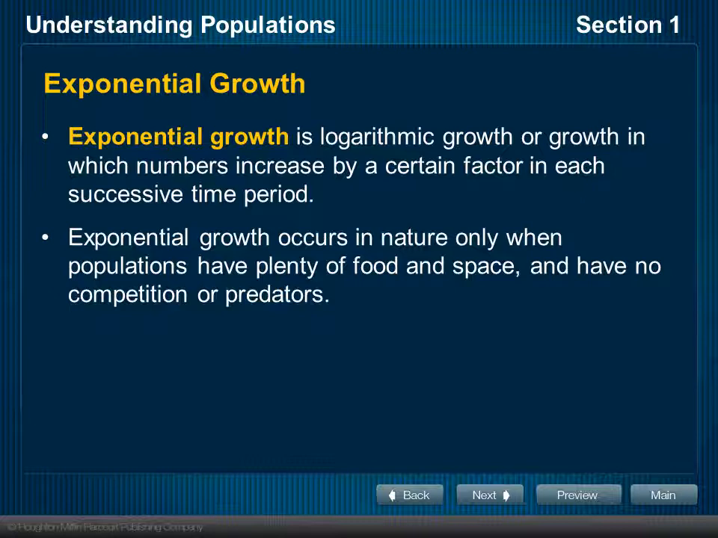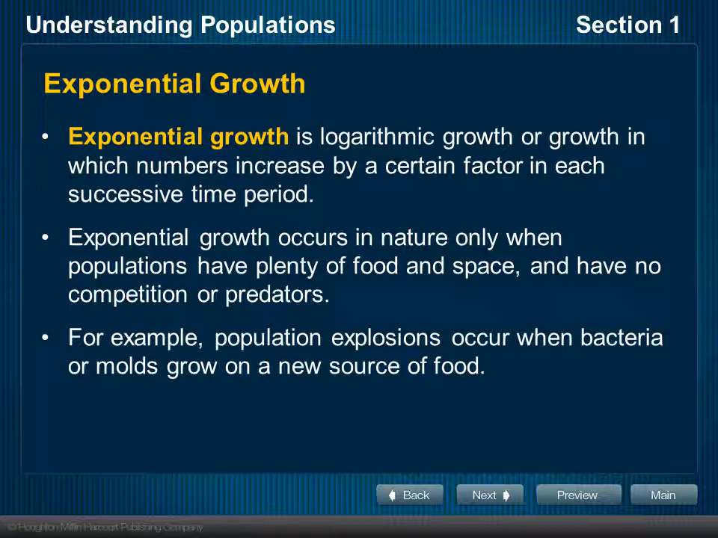There's usually some type of population explosion where there's more than enough food, more than enough space, no competition, no predators. And those conditions, when they do occur and you see exponential growth, they only last for a short period of time anyway, because very soon there's not enough food and there's not enough space because this particular organism is reproducing so quickly. We see population explosions in terms of bacteria and in terms of mold growing on a new food source.